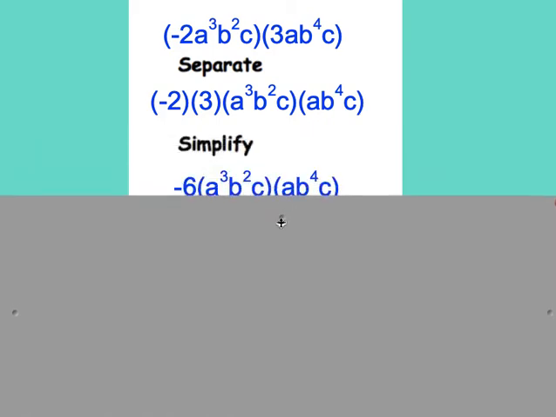Now I multiply my numbers. I get negative 6. And then I'm going to add my exponents. Now remember, if there is no exponent, the exponent is a 1.